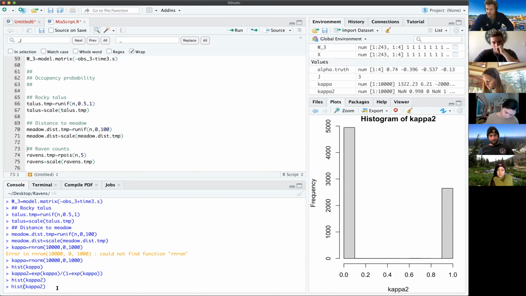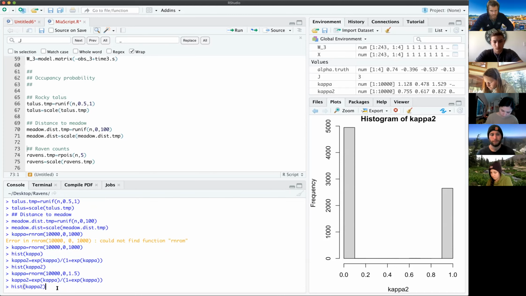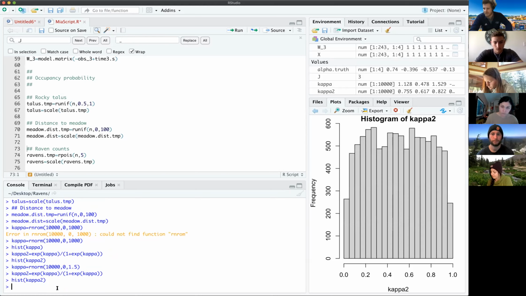So a better prior when we're on the logit scale is, instead of 1,000 or 10,000 or whatever, 1.5 tends to work pretty well. Now if we take the inverse logit of that and plot that, we get something that's much more uniform between 0 and 1. So if we're using a logit transformation and you have betas or alphas connected to that, a good prior for the standard deviation on those betas or alphas is 1.5, or 2.25 if you square it.